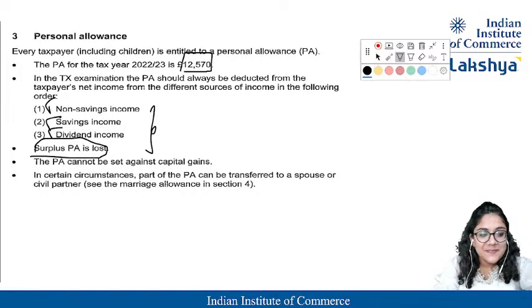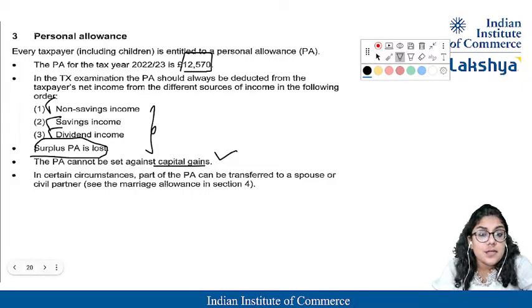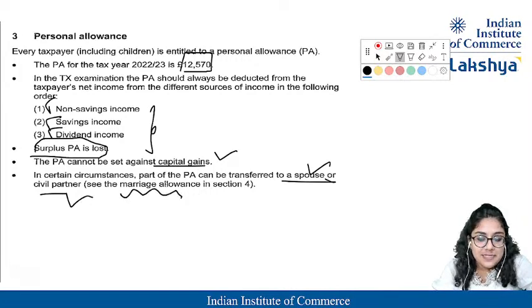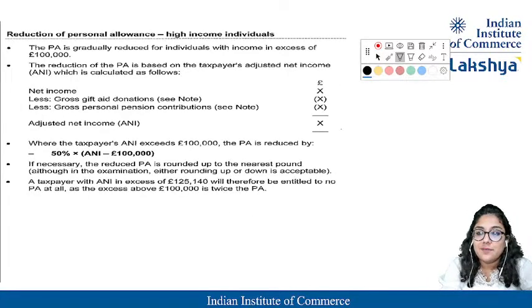The personal allowance cannot be set against capital gains. Yeah, we know. In certain circumstances, part of the PA can be transferred to the spouse, and to the civil partner also. Marriage allowance. We know 1260 we can transfer.